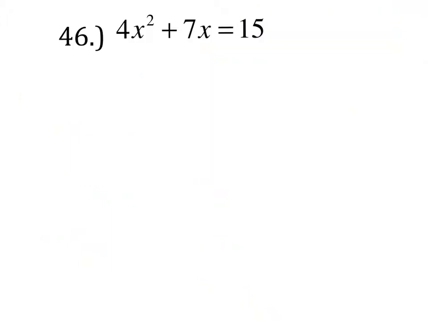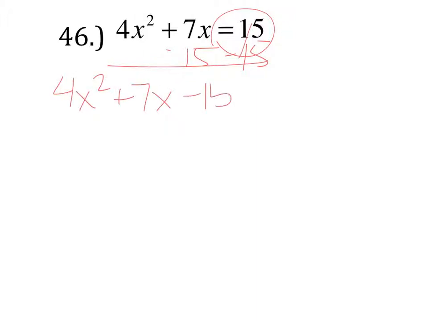Next, we're going to jump down to number 46, and the first thing you should notice is that this is not in standard form. So we are going to subtract 15 on both sides. So 4x squared plus 7x minus 15 is now equal to 0. I'm going to identify my a, which is 4, b, 7, and c, -15. And now we're going to plug this into the quadratic equation.